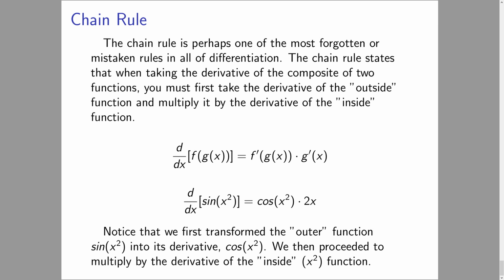So we first take the derivative of the outside. We know that the derivative of sine is cosine, so the sine of x squared becomes cosine of x squared. But we're not done. We still have to multiply by the derivative of the inside function, that is, the derivative of x squared. So our final answer is cosine of x squared times 2x.